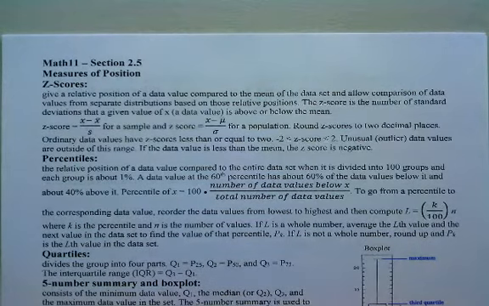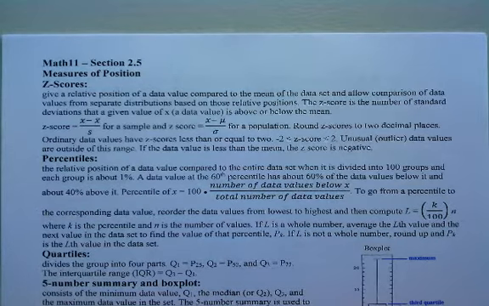We're going to finish up the chapter looking at what are called measures of position. Basically, this is a way of trying to get a handle on where a data value falls compared to the rest of the data set. And we'll start with what are called Z-scores.